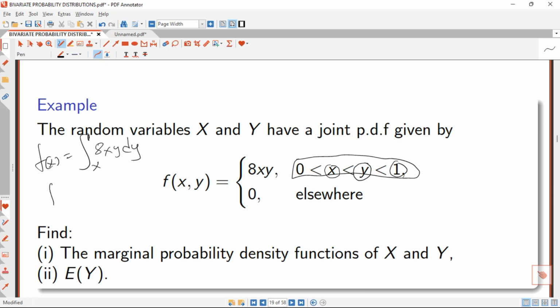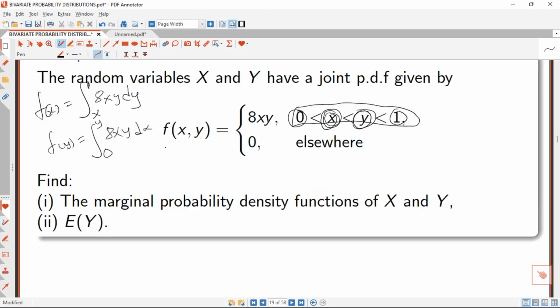And for the marginal of y, we are going to locate our x, because we are going to integrate on x, we want to remove the x component from it. So we get our lower limit to be 0 and our upper limit to be y. So we are going to get the integral from 0 to y of our joint, 8x times y, dx. Once we integrate it, we are also going to get our marginals.